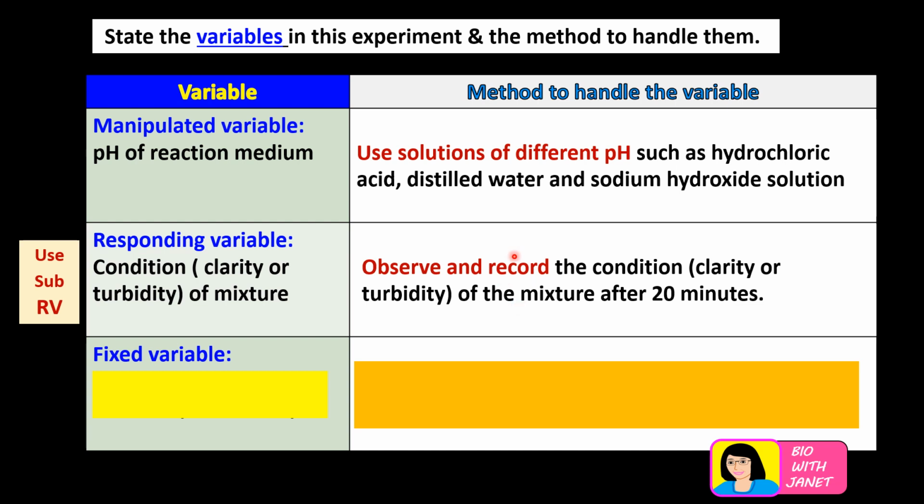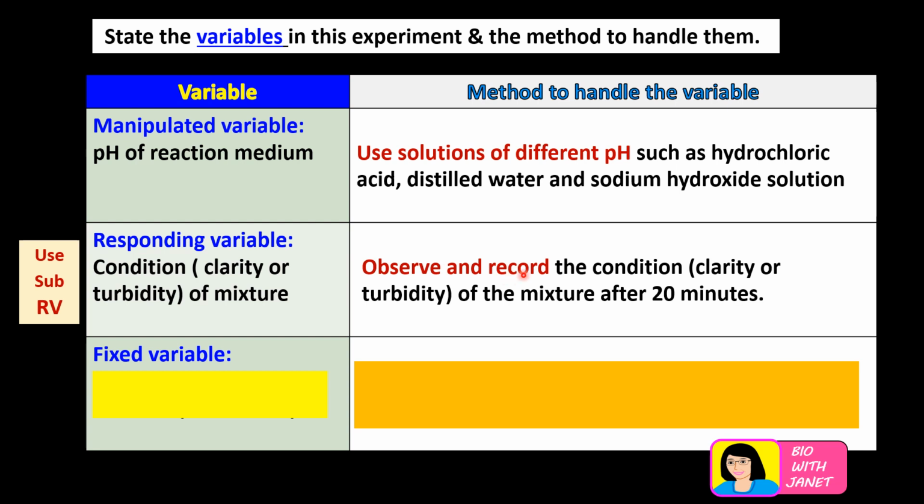Okay, for other experiments, it could be measure and record. All right, for example, measure and record the time taken for the iodine solution to remain brownish yellow. Okay, that is for the experiment to study the effect of temperature on the activity of amylase in the previous video. Okay, we measure and record the time taken for the iodine solution to remain brownish yellow. Okay, but in this case, it's observe and record. But you must have both words. You must have the word record here also.